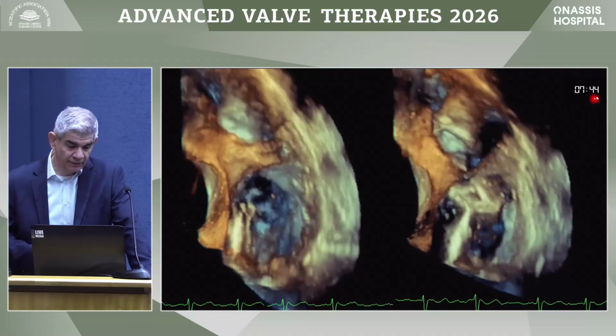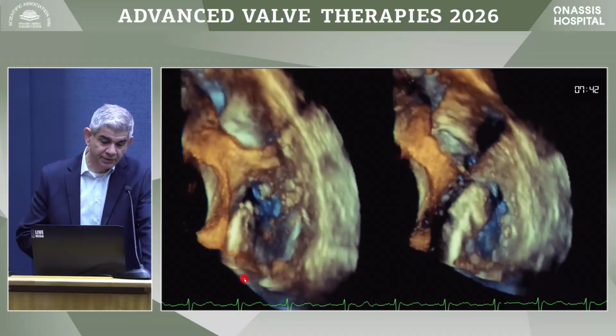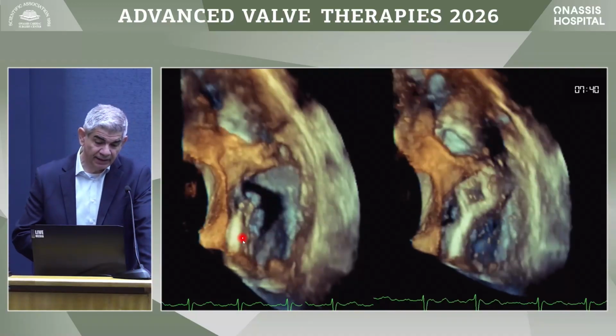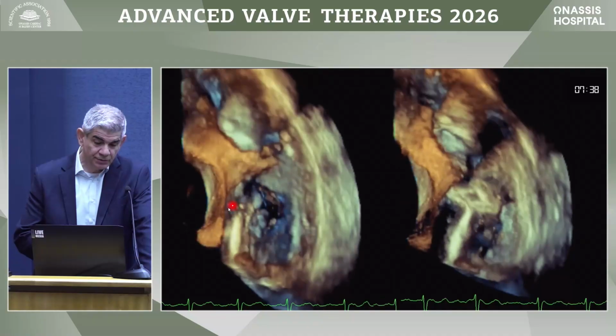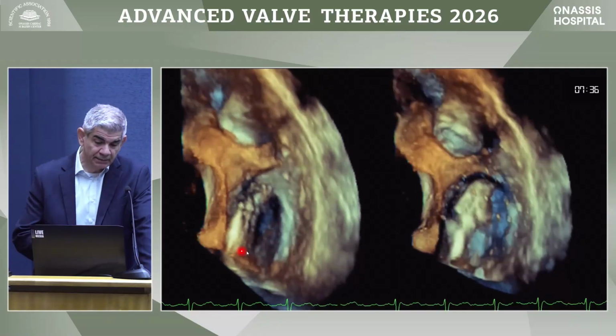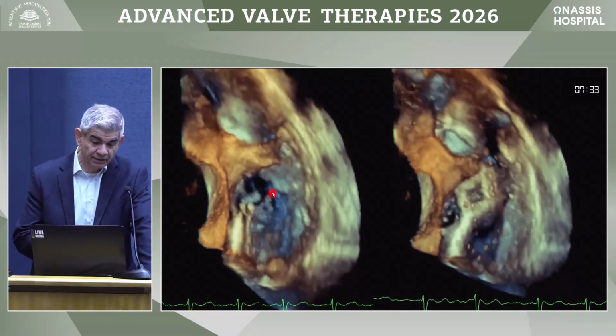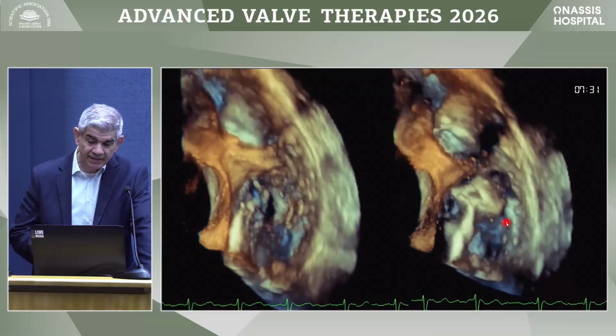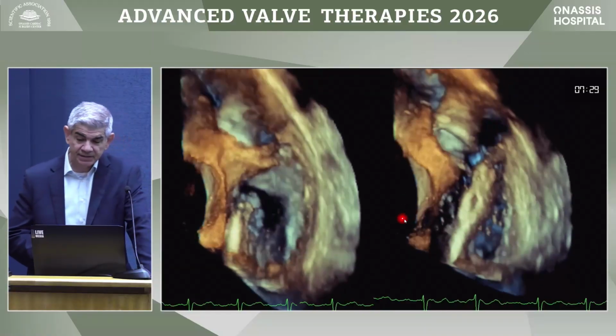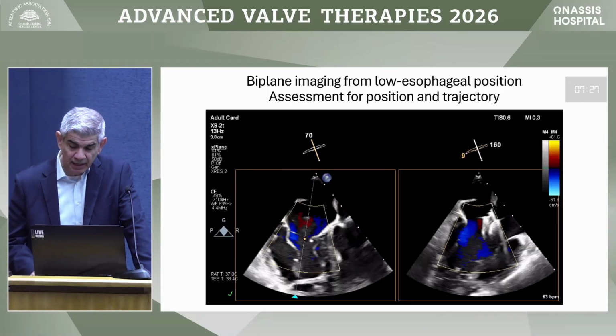This is a modified bicaval view with 3D imaging. We can see down here the entry of the guide sheath into the right atrium. The septum is here, so this is septal, this is lateral. We can see in the background the tricuspid valve, septal leaflet, anterior leaflet, posterior leaflet. And as the device comes out, this is a Pascal ACE device. We can see it nicely.